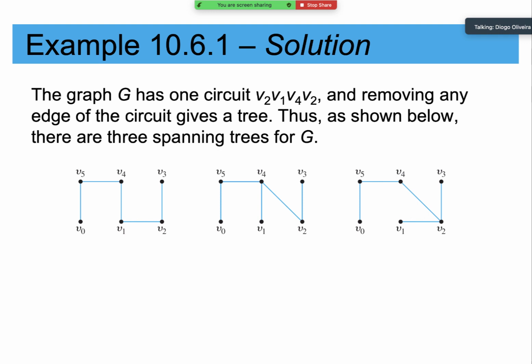Now, it's important to mention that to get a spanning tree, it does not mean that you cannot go back from one vertex to another twice using the same edge. There's no problem there. What you cannot have is a circuit, okay? That's the most important restriction: a connected graph without circuits.